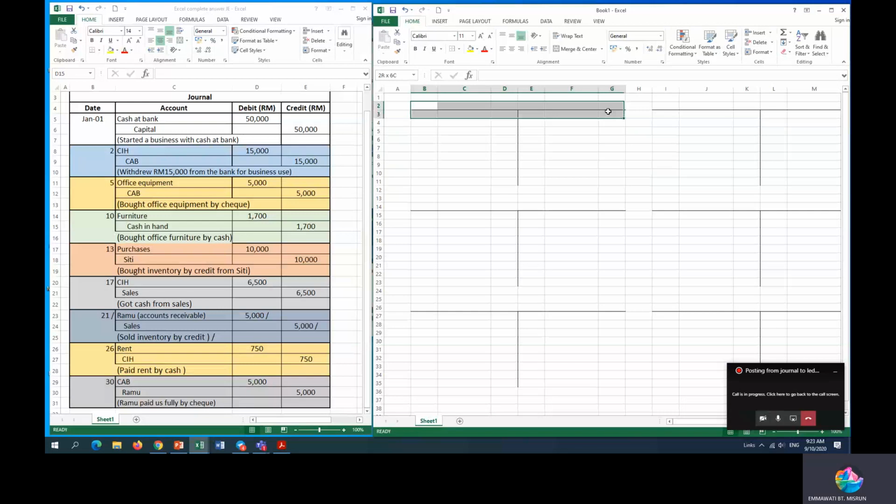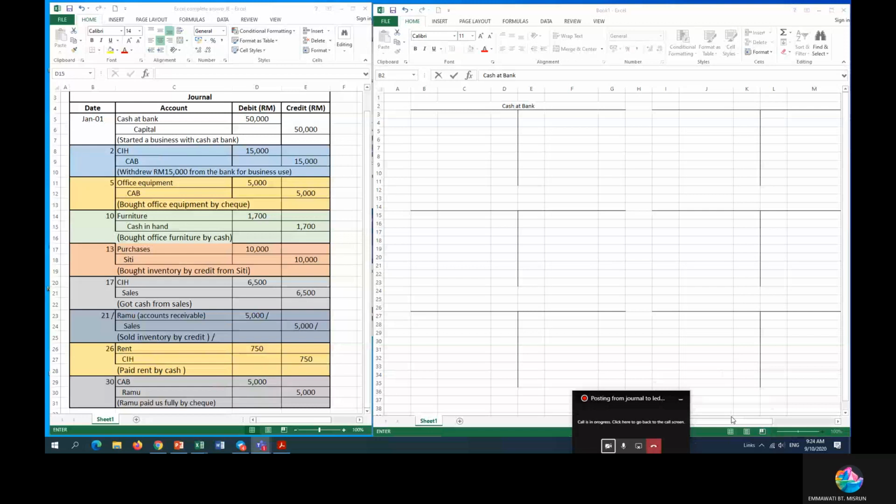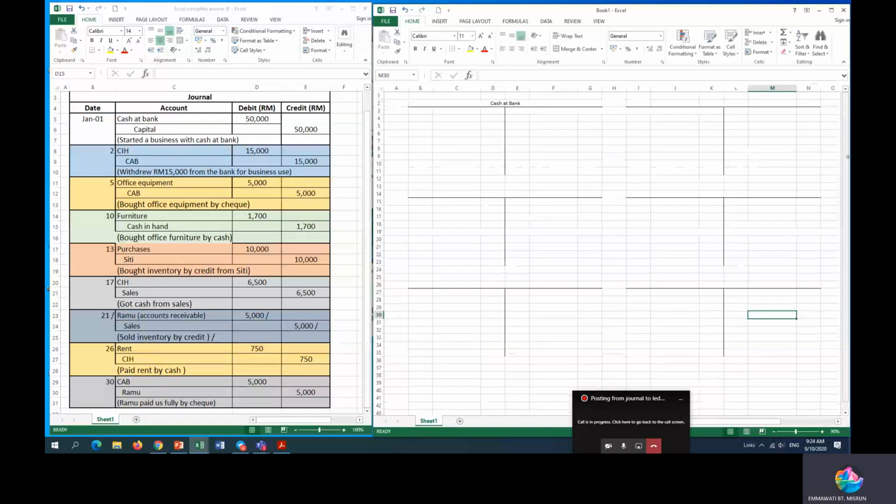Okay. So we have two accounts here. The other one would be capital. So let me reduce the size. Alright. So we have two accounts here, cash at bank and capital.